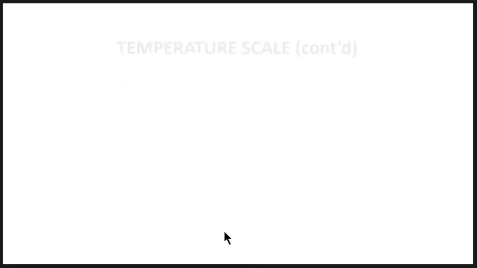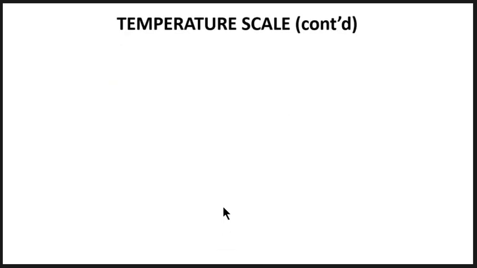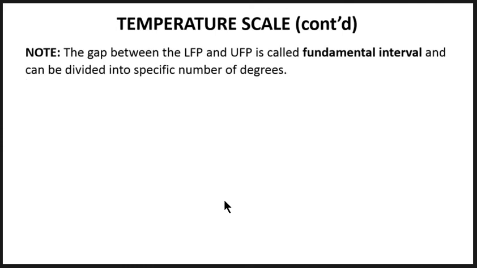From here, we need to know that the gap between LFP and UFP, which is lower fixed point and upper fixed point, is called the fundamental interval. Okay, and the fundamental interval is divided into a specific number of degrees. What do I mean? Remember, I said at the lower fixed point we have 0 degrees, at the upper fixed point, which is UFP, we have 100 degrees. So the interval between them is actually 100 degrees.